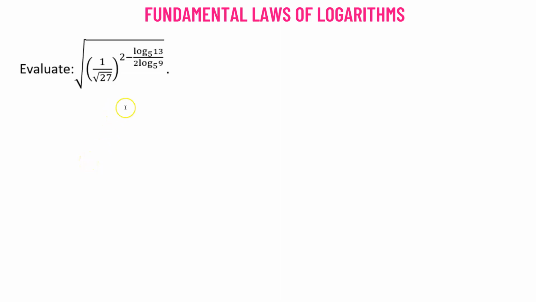Let's evaluate the following expression. So here we have the square root of 1 over square root of 27, whole raised to the power of 2, minus log of 13 with a base of 5 divided by 2 times log of 9 with a base of 5. So our first step will be converting the radical to its exponential form.